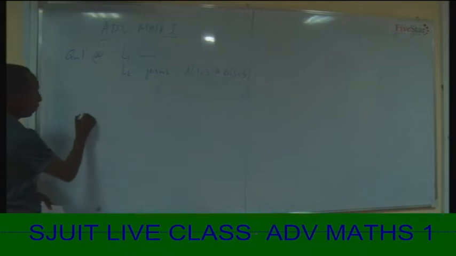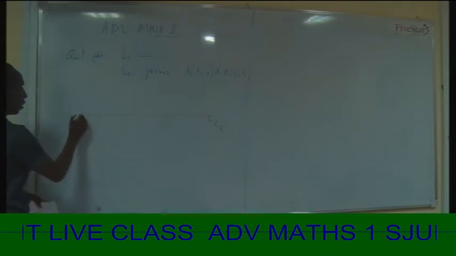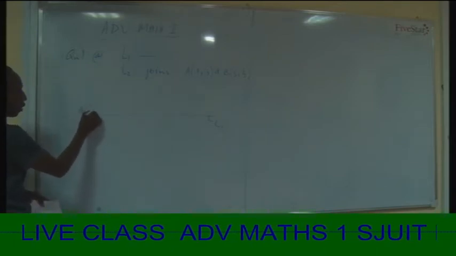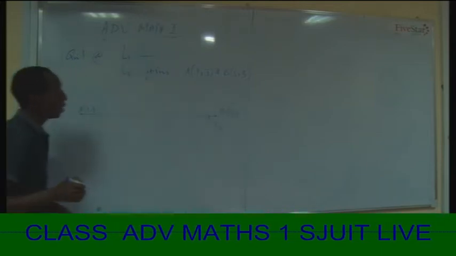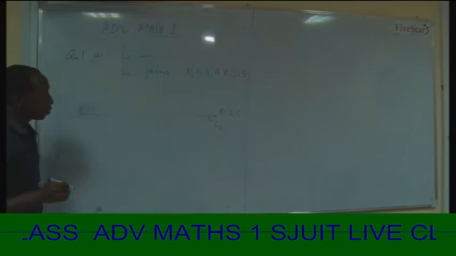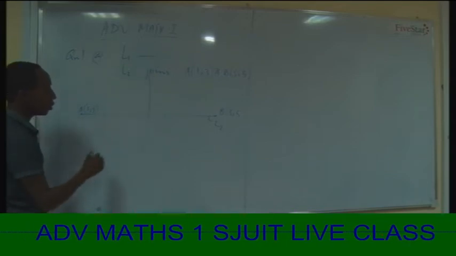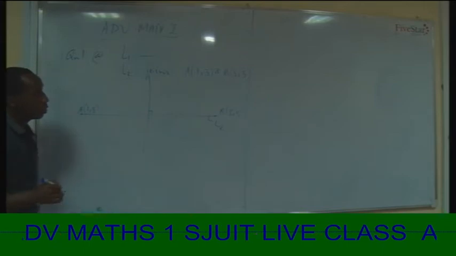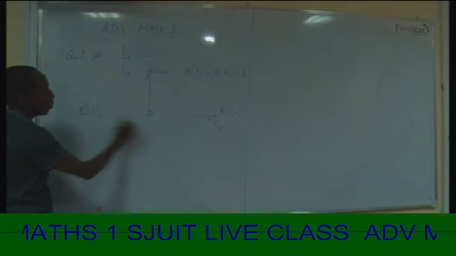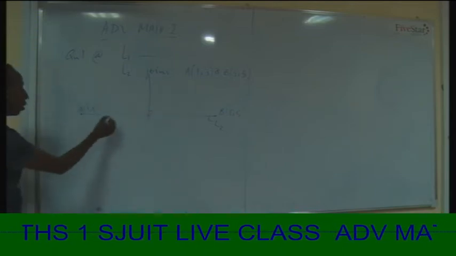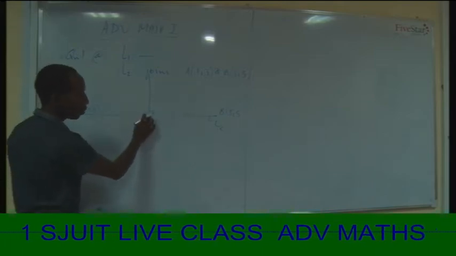The information that we have is that line 1 is the perpendicular bisector of line 2. That means if this is line 1 and this is line 2 joining point A (1, 3) and point B (5, 5), then line 1, being the perpendicular bisector, intersects line 2 at a right angle. Because it is the perpendicular bisector, it divides the line AB into two equal halves. That means the distance from here up to this point of intersection is the same as the distance from the point of intersection to point B.